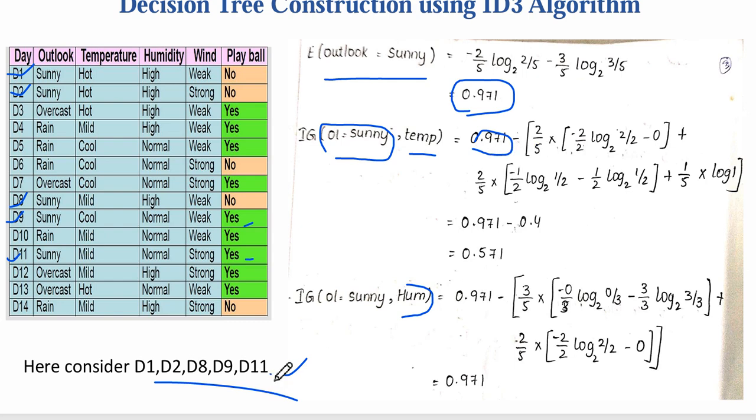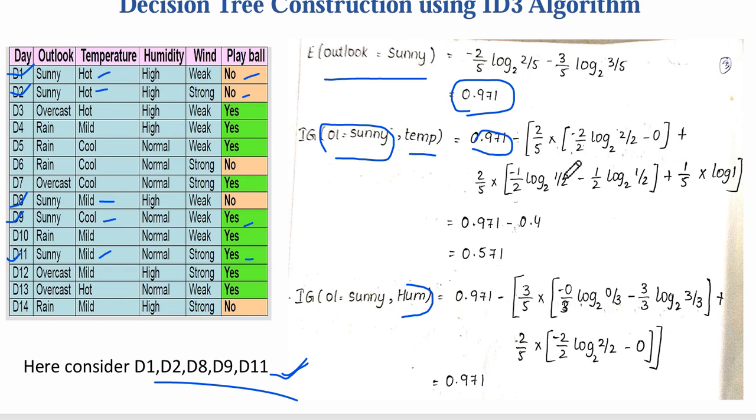So considering these five records, what are the values of temperature? Hot, hot, mild, cool, mild. Hot are no, two records. These are no only. Hot is all no, same class. So for hot, entropy is how much? Sorry, all belong to the same class, it is 0. That means 2 by 5 into 0.